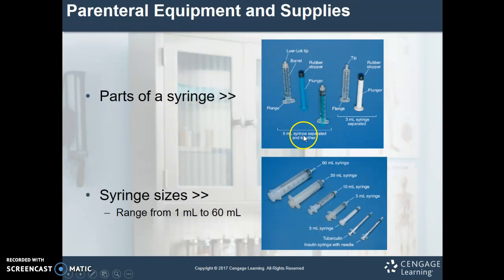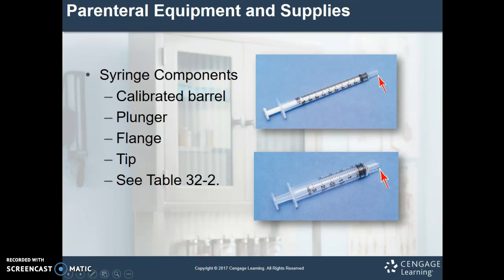That's a 5 ml syringe. Same with here, except for this is a 3 ml syringe. The rubber stopper is what keeps the medication from sliding out of the barrel. Syringes come in all different sizes. They range from 1 ml all the way up to 60. They don't show here a 20 ml, but we do have those. And here is a tuberculin syringe, which they use for PPD, and an insulin syringe, which is used to measure insulin in units. So we talked about the barrel, the plunger, the tip, and the flange.